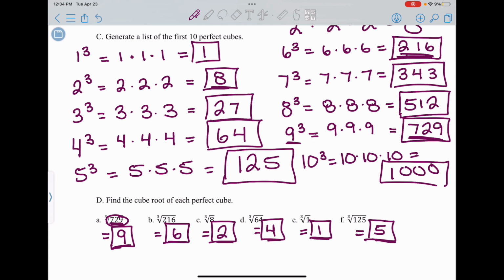What we're going to see in the next video is what happens when we try to take the square root of a number that is not a perfect square.